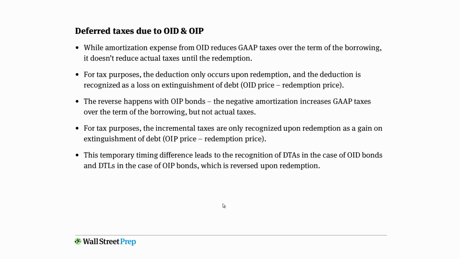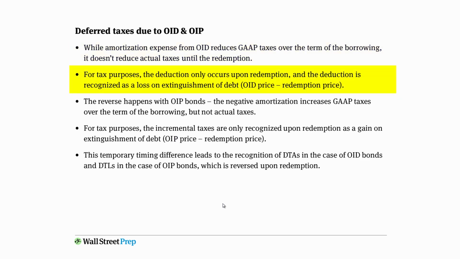Finally, there's a nuance to original issue discount and original issue premium accounting, and that is the deferred taxes that emerge as a result of these. So understand that while amortization expense from OID reduces GAAP taxes over the term of the borrowing, we are recognizing, of course, amortization expense, which will lower your GAAP taxes because it reduces your pre-tax income. But it doesn't actually reduce the real cash taxes until the redemption itself.